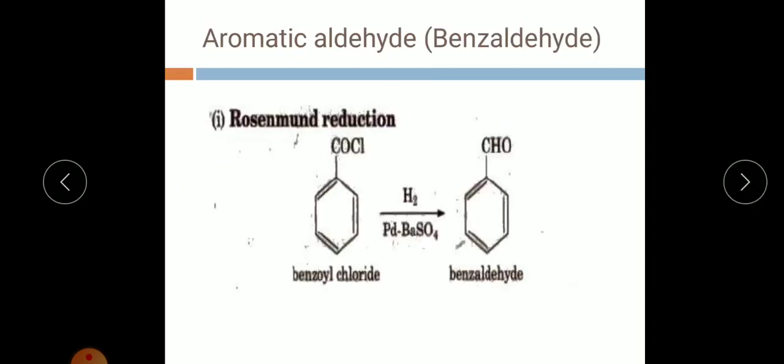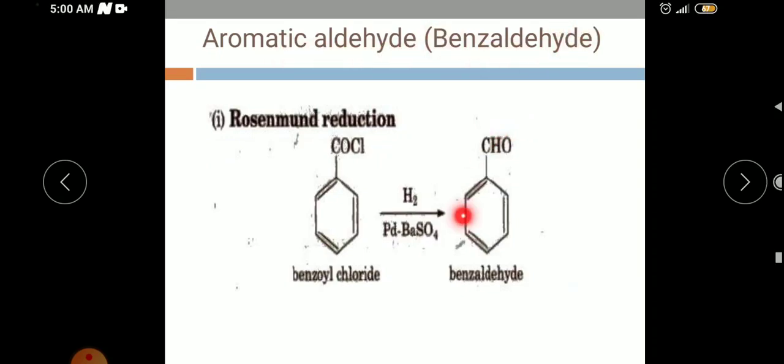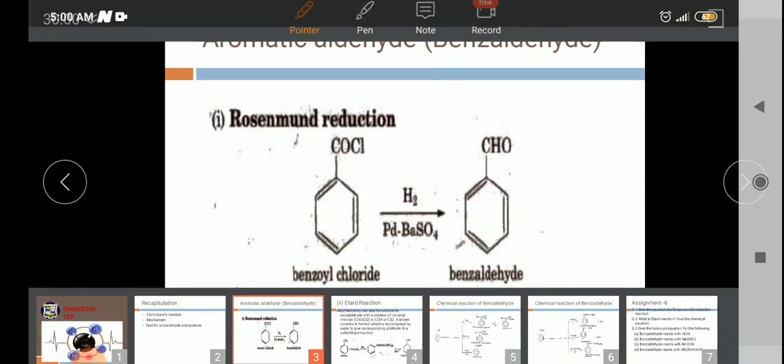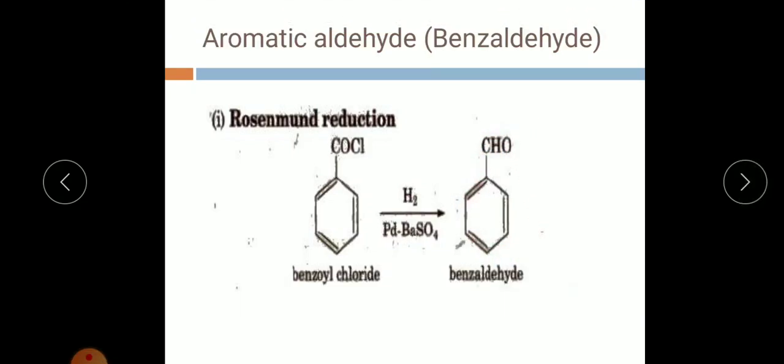Now, today we are going to study aromatic aldehydes, that is benzaldehyde. Benzaldehyde is this compound, which is an aromatic aldehyde. Till now, before this, we have seen aliphatic aldehydes and ketones. Today we'll discuss the aromatic aldehyde, which we call benzaldehyde. First we'll see its preparation.